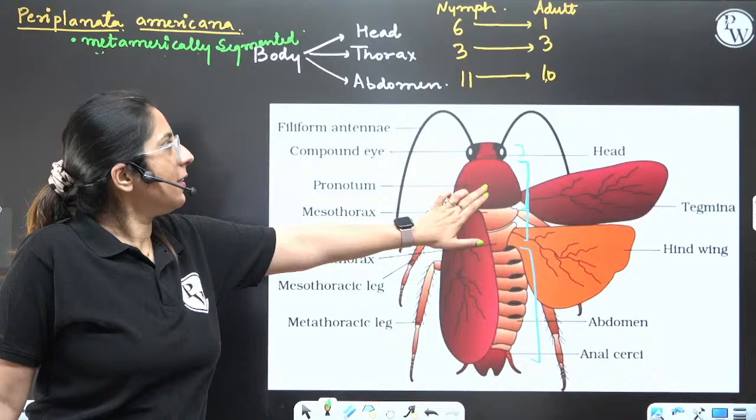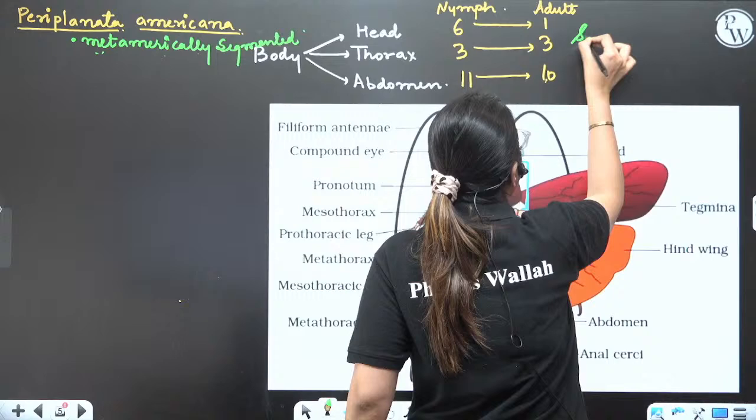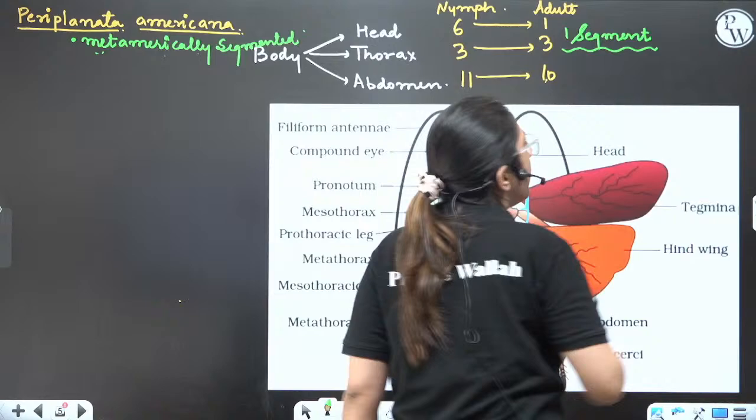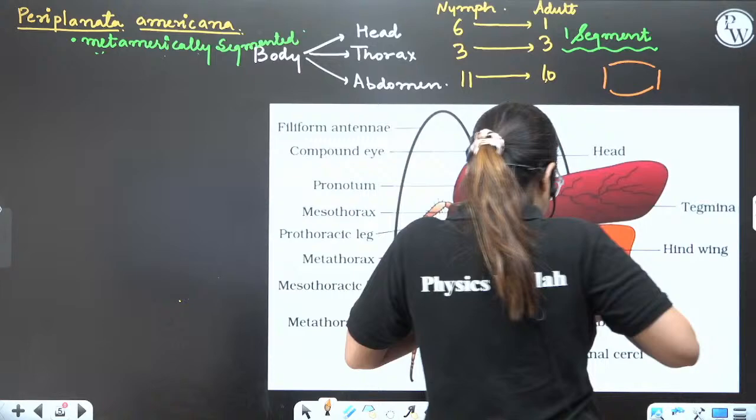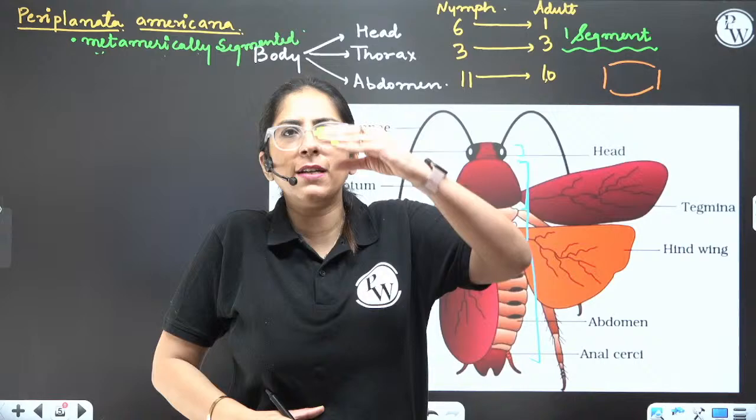Is this point clear? Now, if you look at the segments, a segment is like a box. It's like this, isn't it? One segment present here, another segment, third segment, fourth segment. And if you take out this segment, it looks like this. Clear?